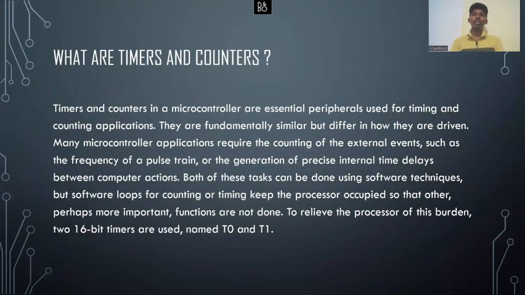So what are timers and counters? Timer is something that gives us precise clock pulses for delays, and then counter is something that is used to count the external events that are happening. And both of these tasks can be done using software techniques like looping statements and different other methods. And looping statements, we are speaking about for loop, while loop, and stuff like that. But these are taking too much of time of the processor, and many important functions are not done. So to relieve the processor of these burdens, two 16-bit timers are used, that is timer 0 and timer 1.